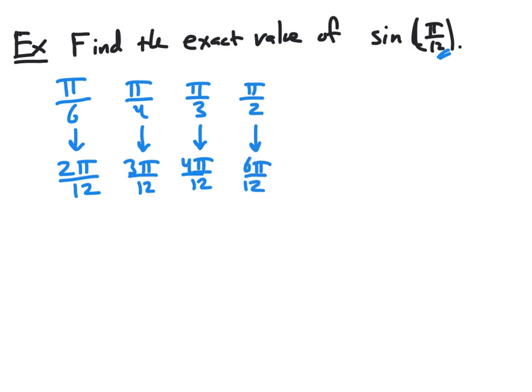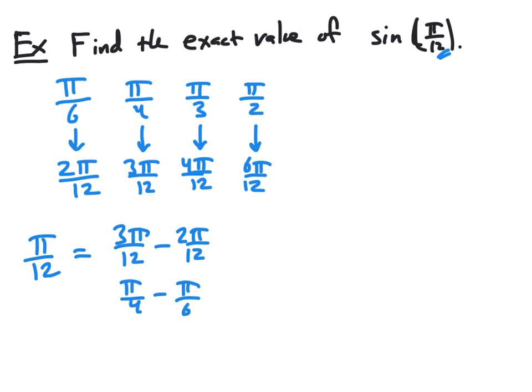And now this is a lot easier to see how to write pi over 12 as a sum or difference of two of these angles. We could write pi over 12 as 3 pi over 12 minus 2 pi over 12, which would be pi over 4 minus pi over 6. Or we could actually write it as 4 pi over 12 minus 3 pi over 12, which would be pi over 3 minus pi over 4.